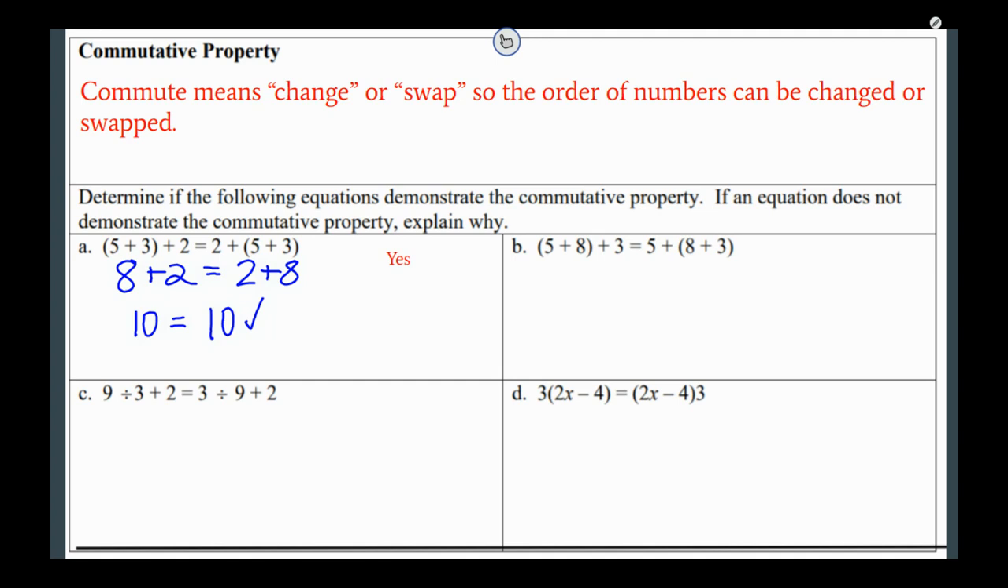Part C, did you say yes or no? Not part C, I lied, part B, sorry, part B, yes or no? Yes. Part C? No, why not? What happened? Were they equal? No, why not? Division is not commutative, it doesn't work when you switch them, 9 divided by 3 is not the same as 3 divided by 9. What about part D? Yes, okay, so it works with addition, it works with multiplication. It did not work with division, do you think it works with subtraction? No.